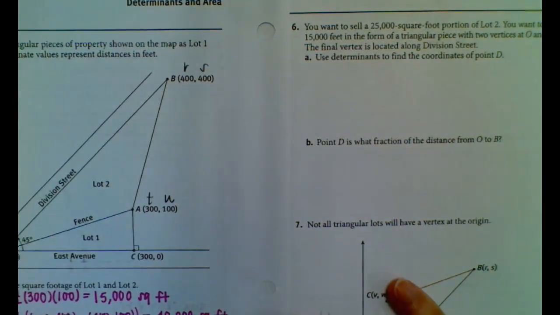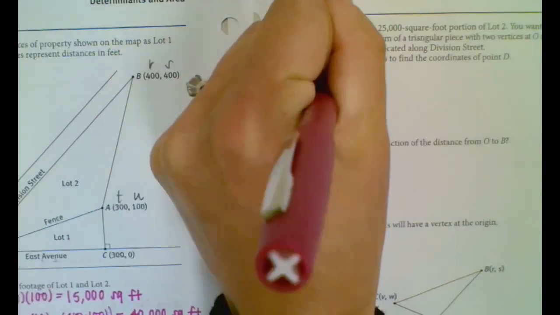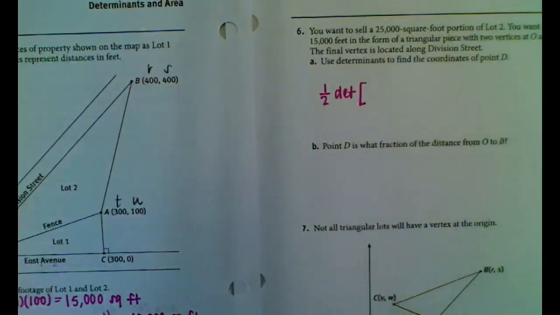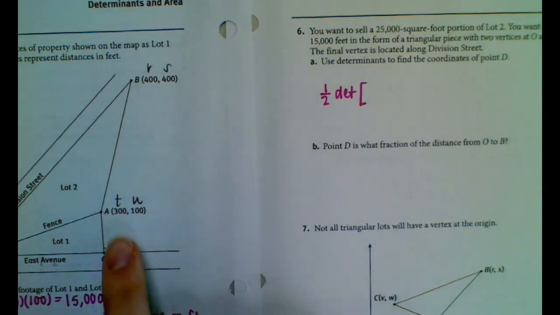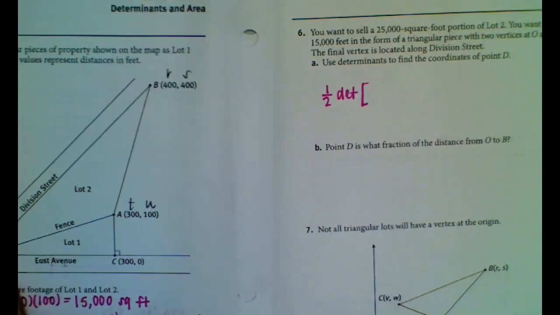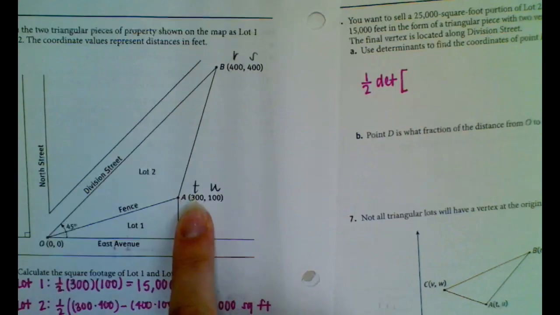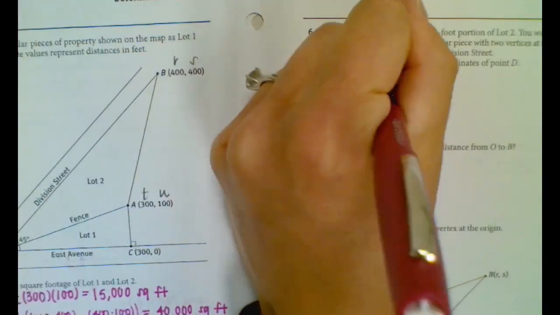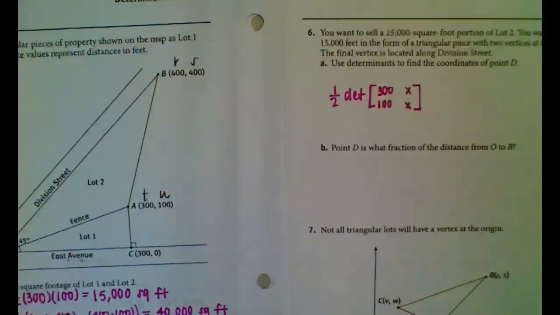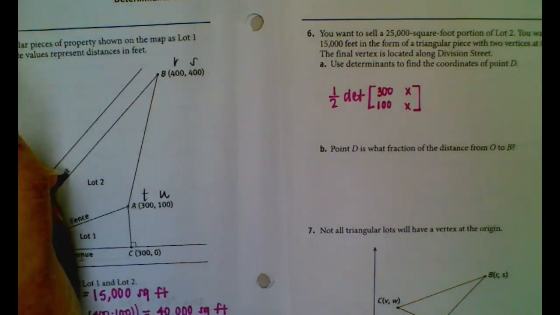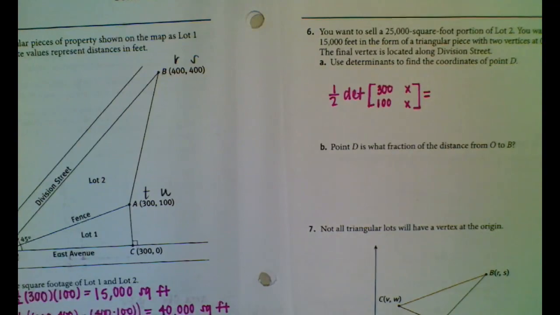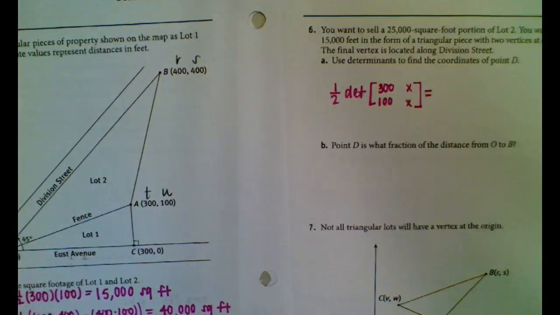So in order to do that, we're going to have 1/2 the determinant of, we're using point O and A. O is 0, 0, so we don't need to worry about that guy. But we've got A is 300, 100, and we need to find what we want point D to be. Point D will be somewhere along here, okay? So in order to do that, this would be our setup, and we're going to go ahead and multiply that out.